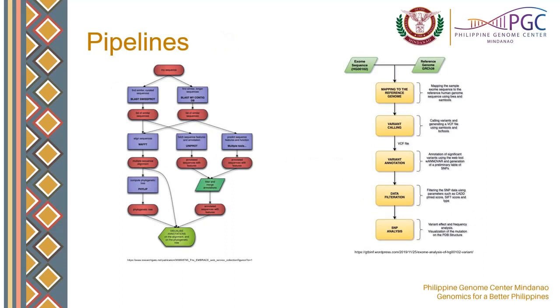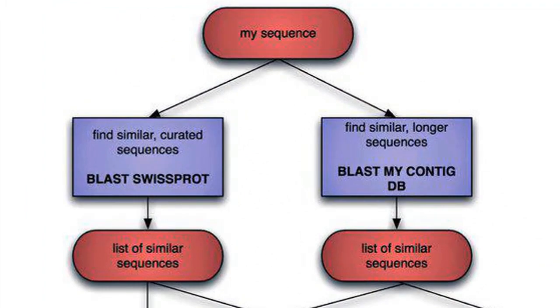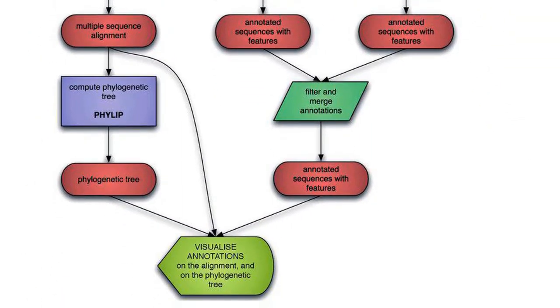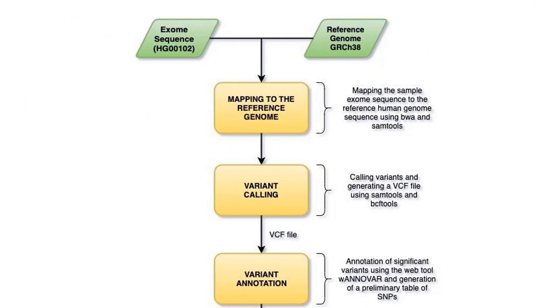The analysis part of the pipeline can involve several other steps or branches. Here are a few examples. From a single sequence, one can find similar sequences from various databases. From the list of these similar sequences, this can be further aligned to many other sequences or directly evaluated for sequence feature and function. From the multiple alignment result, a phylogenetic tree can be visualized, or the annotated sequence can be visualized as well.